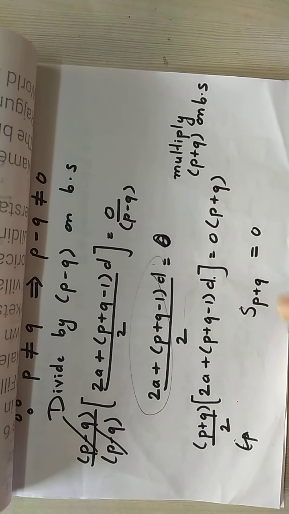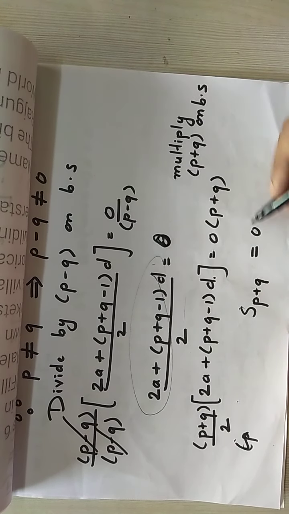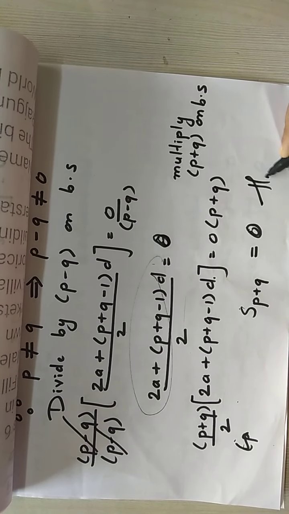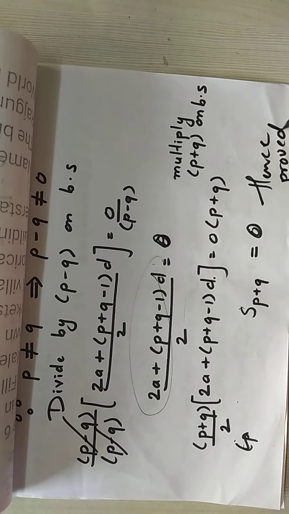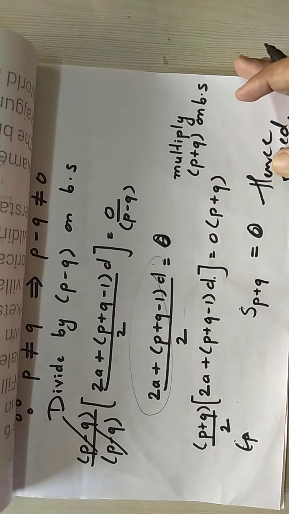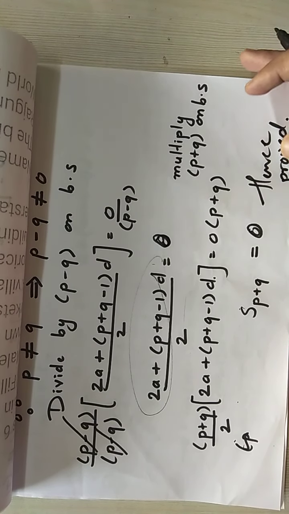So this is the formula of Sp plus q, and we got Sp plus q equal to 0. This is what we were supposed to prove. Hence proved. Again I am saying, children, this is a higher order thinking sum. Many children find this sum much more difficult.